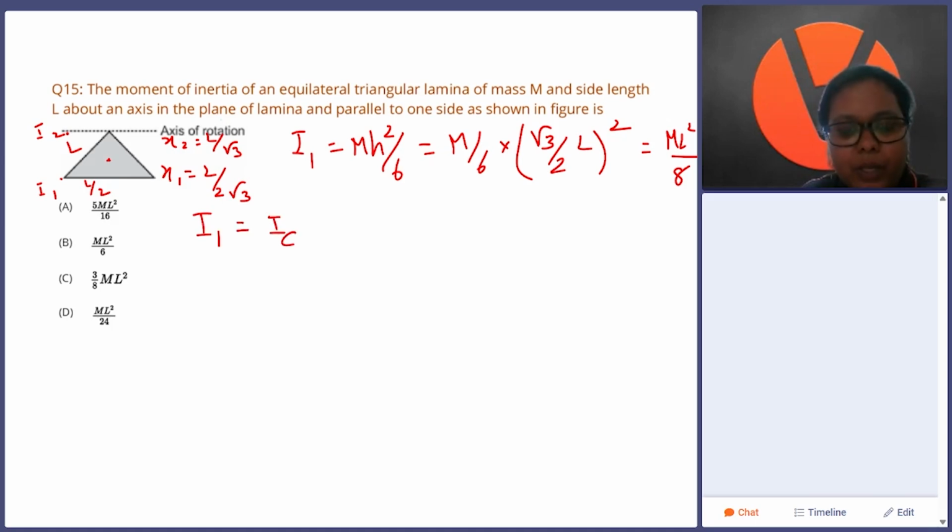So what can you write now? I1 would be equal to moment of inertia through center of mass plus M x1 square. Okay, so now from this, what is I1? You find it out. M L square by 8, and x1 value you are having L by 2 root 3.